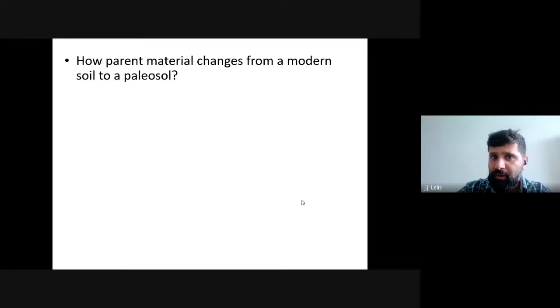How could parent material be changed by time, not only by weathering, because weathering is always acting even in modern soils? It's a good way to think, but it's not quite right, because some modern soils also are highly weathered.